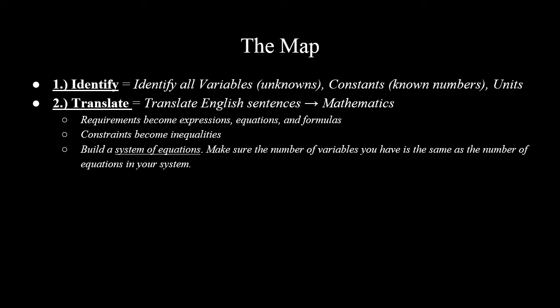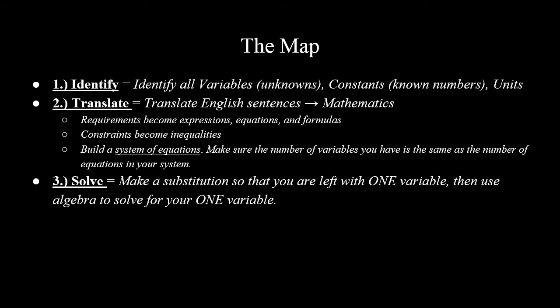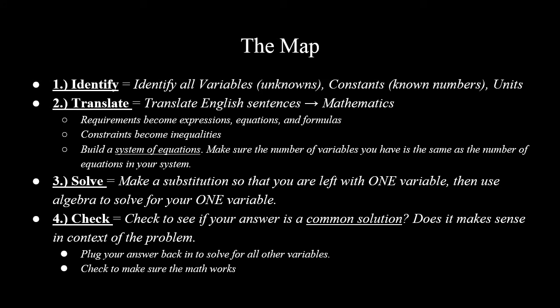After we translate, we can move on to the third step, which is to solve. At this step, the big thing is we're making a substitution so that we are left with one variable, because we can use algebra to solve for one variable. So we use our system of equations, and we take one equation that we substitute the others into. And we'll talk about that in more detail when we get to step 3 for the problem we're working on today. Finally, we want to check.